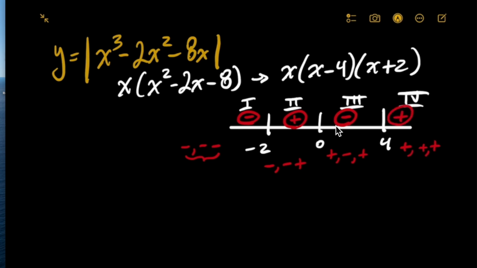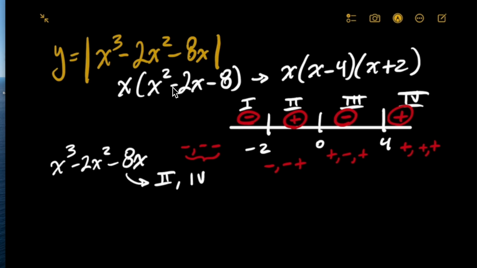Okay, folks, so for zones 1 and 3, we're going to use the opposite function, and for zones 2 and 4, we're going to use the function as is. So here's the function as is, the original. We're going to see that in zones 2 and 4. Zone 2, x is less than 0 and greater than -2. Zone 4 is x is greater than or equal to 4.